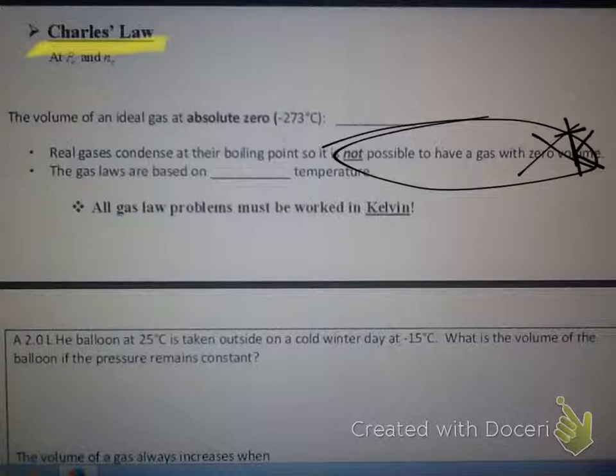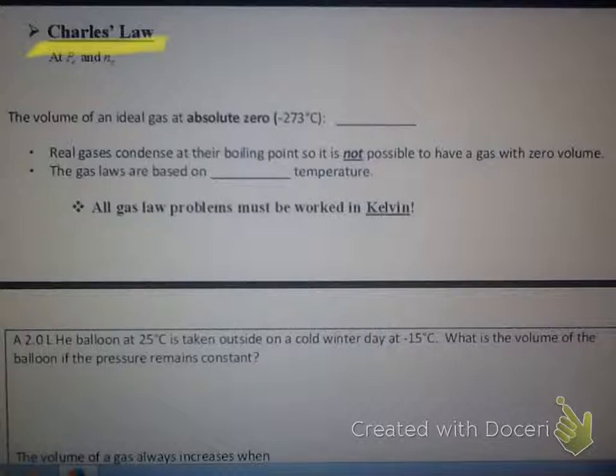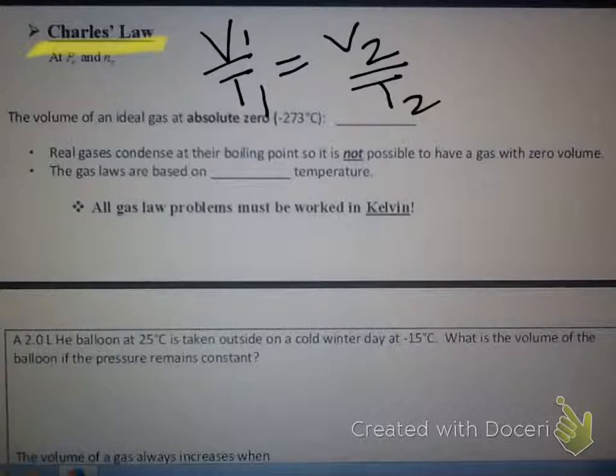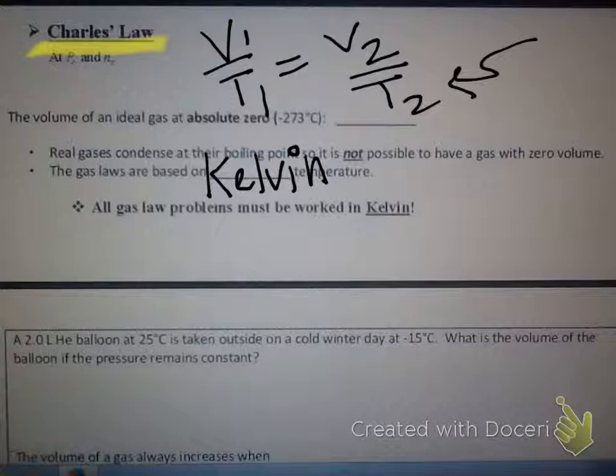Now, so don't worry about that. The other thing I want to mention is that when you use a gas law, any gas law in this chapter where we're using temperature of a gas, so V1 over T1 equals V2 over T2, whenever temperature of a gas is involved, you're always going to use the Kelvin temperature scale. Why is that? It's the only scale that doesn't have negative values.